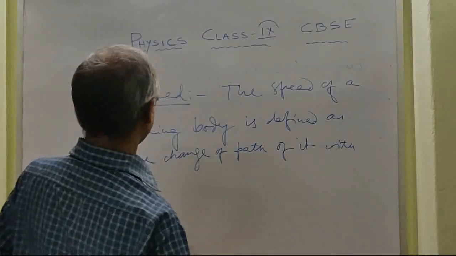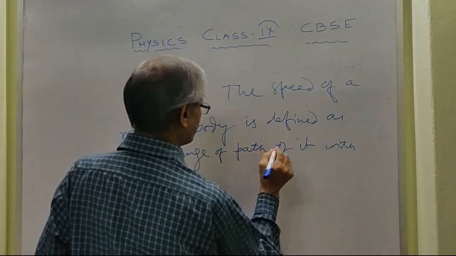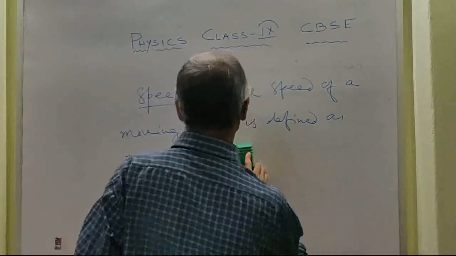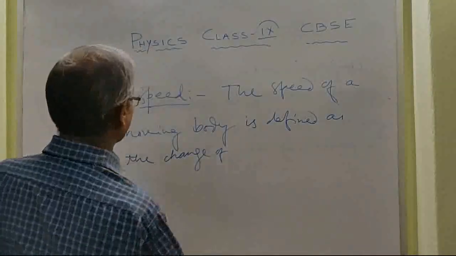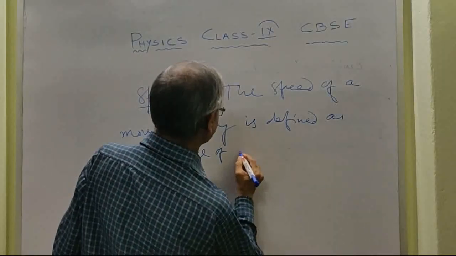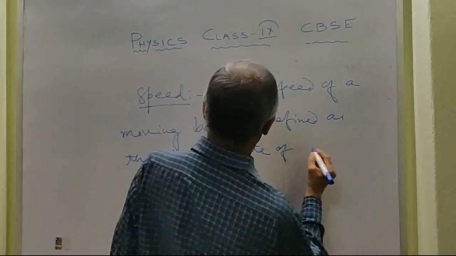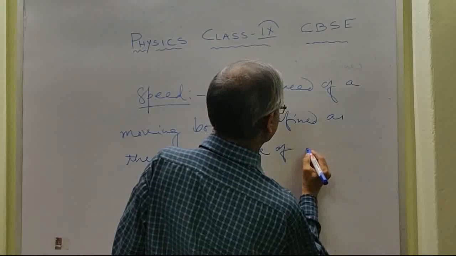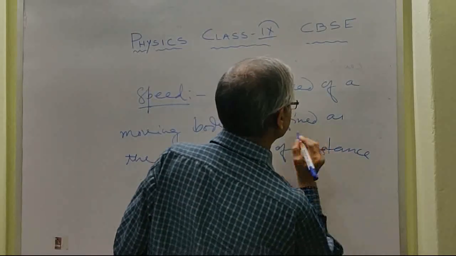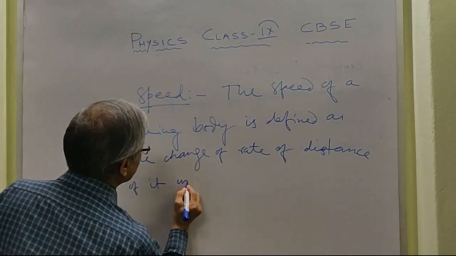A moving body's speed is defined as the rate of change of position. It can be written as change of position, it will be very clear. The change of rate of distance of it with time.